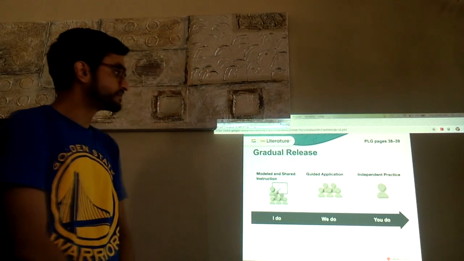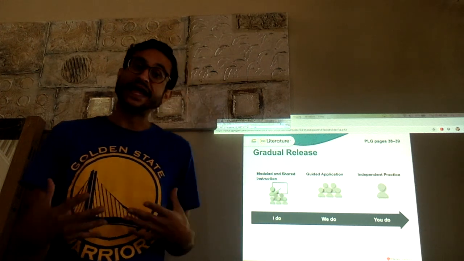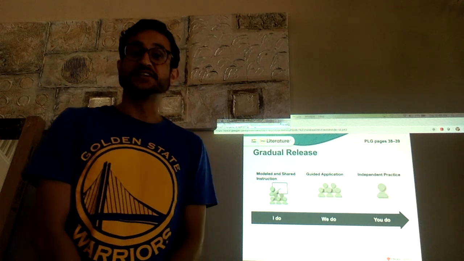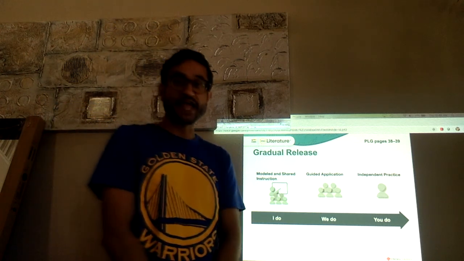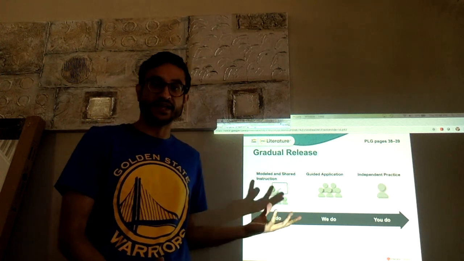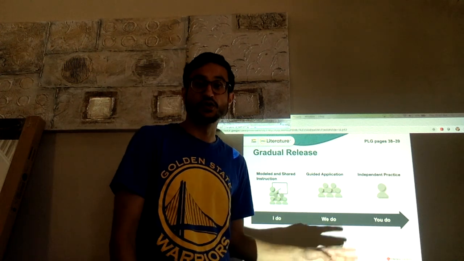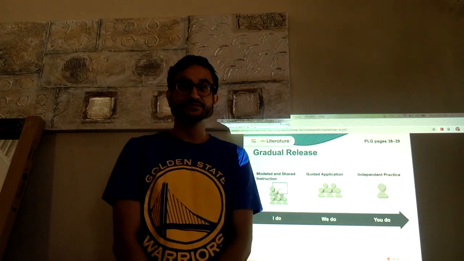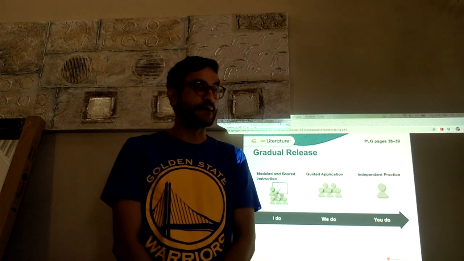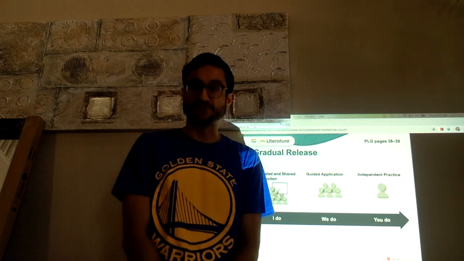With our gradual release model, we have the I do, where it's whole group led, modeled, and shared instruction. Here we provide explicit instruction on a concept, and we support students in applying that concept, once again, in a whole group setting. Moving on, we go to the we do section, or guided application. Under your guidance as a teacher, students collaborate and support one another as they build towards proficiency.